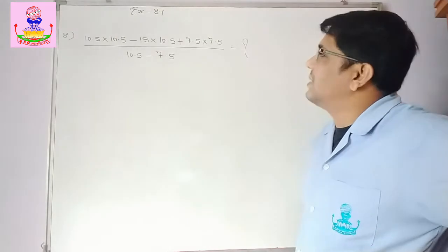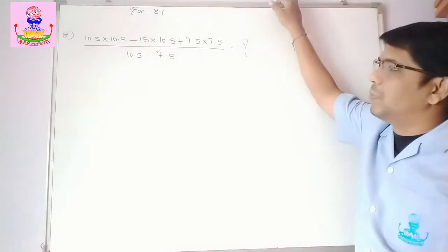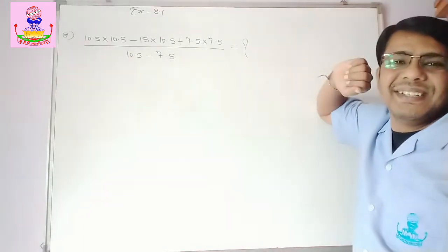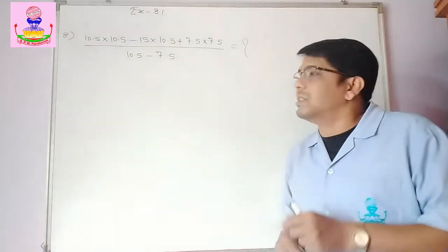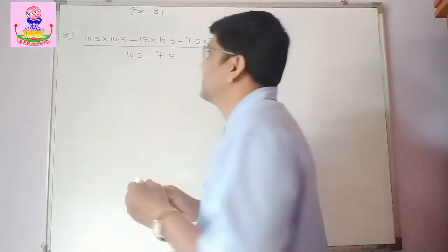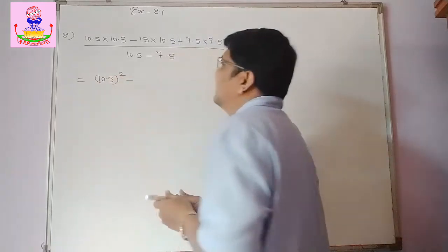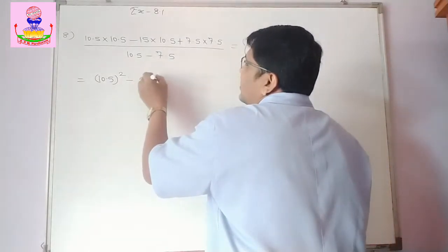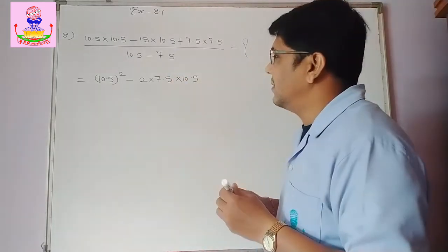So let's move to the next example. Now see this 8th example: 10.5 into 10.5 minus 15 into 10.5 plus 7.5 into 7.5, upon 10.5 minus 7.5. What you will do? I know. You will multiply all this, then go for subtraction and then divide. Lengthy method. We need shortcuts. So see the numerator. 10.5 into 10.5, a into a, a square. So I will have 10.5 whole square minus. Now 15, I can express it in this way: 2 into 7.5, and 10.5 as it is.